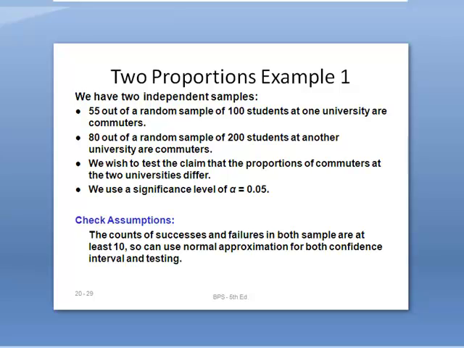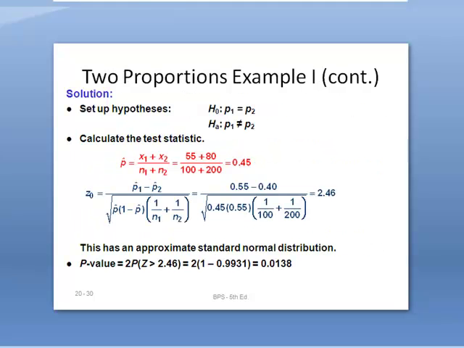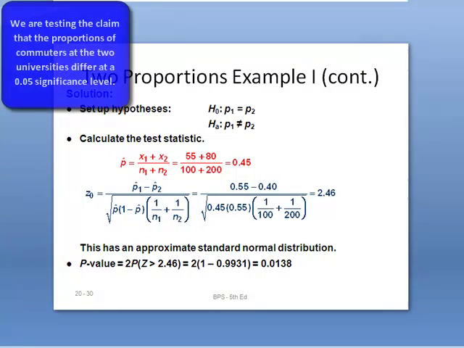level. Well, the first thing we have to do is check our assumptions. Now, we have simple random samples, and let's look at the counts of successes and failures. Well, in both of these, there are at least 10, so we can do the normal approximation for both confidence intervals and hypothesis testing. So, first, let's construct our null and alternative hypotheses. Well, we assume in our null that the proportions are equal, and we were looking at a 0.05 significance level whether the proportion of commuters differs.